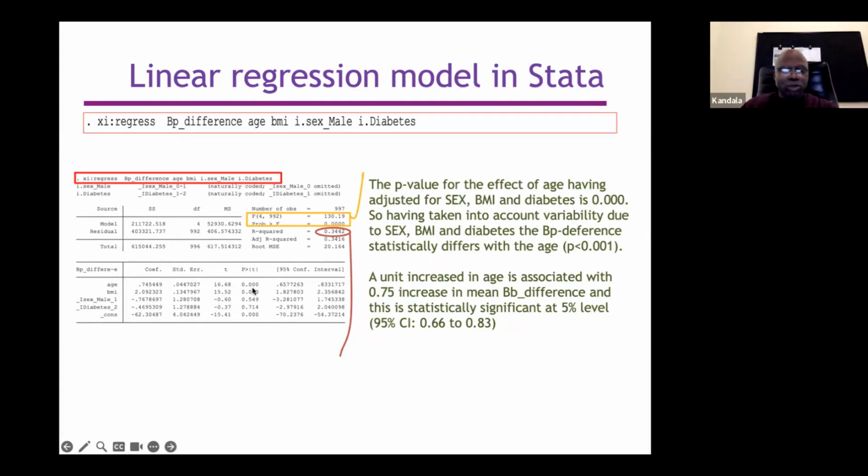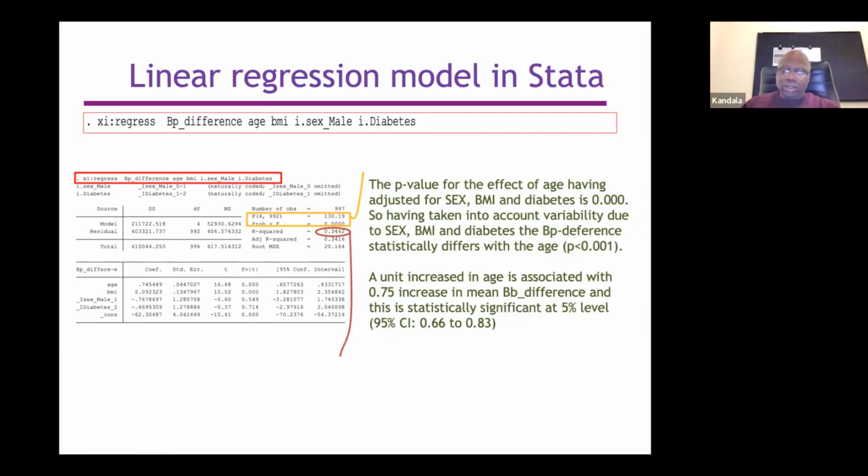And also you can look at the statistic there. So it is highly statistically significant at the 5% level. And this difference can go as low as 0.66, as high as 0.75.